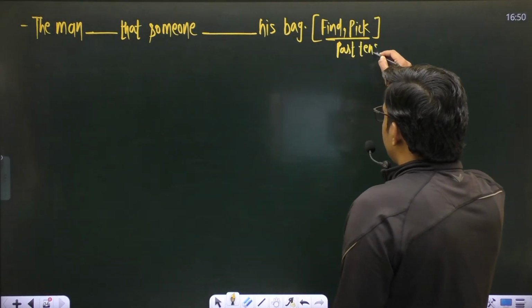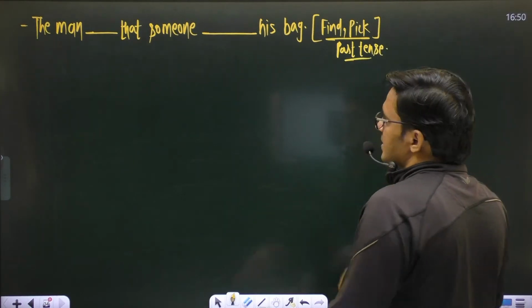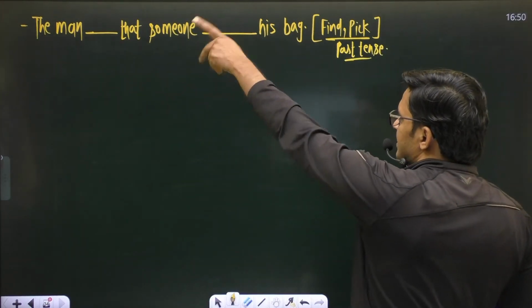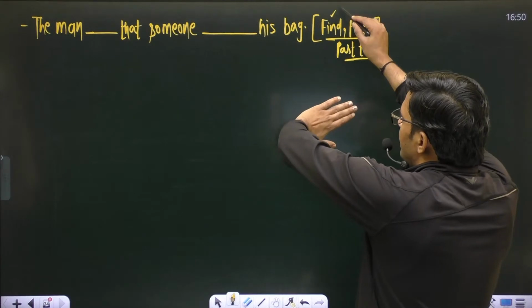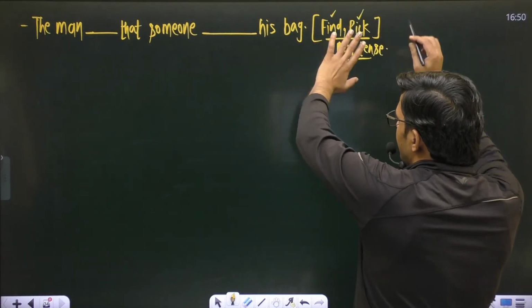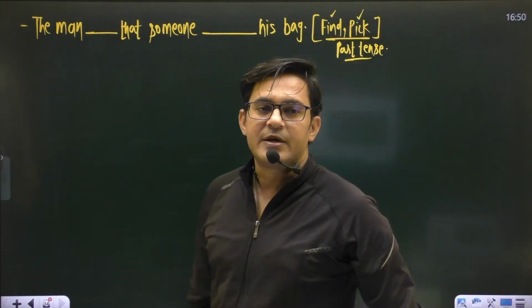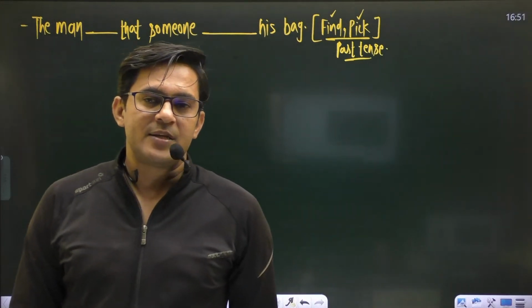Once it is clear that this sentence is in past time, you have to use two different verbs in the different blanks, like find and pick. So what can be the right answer?